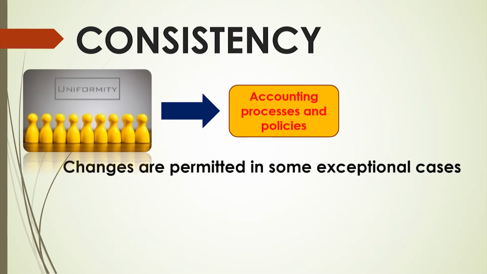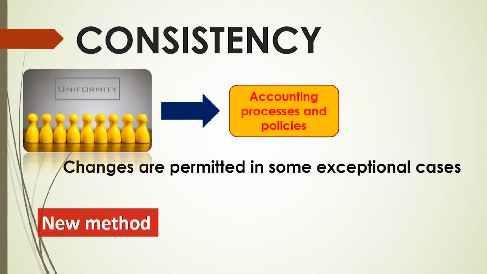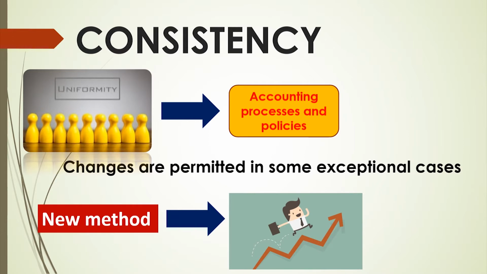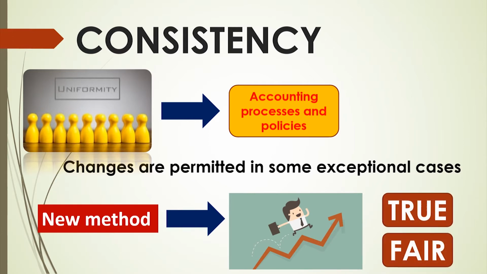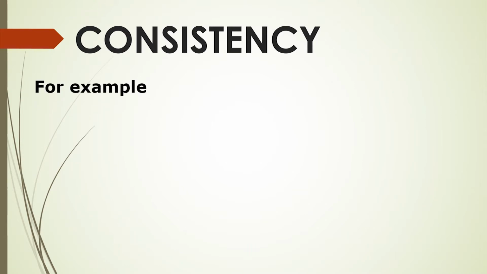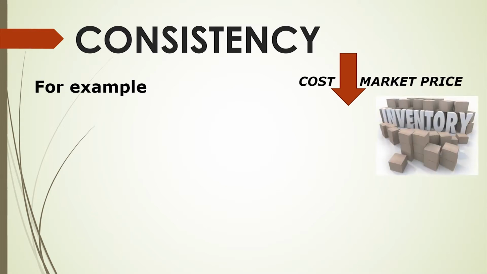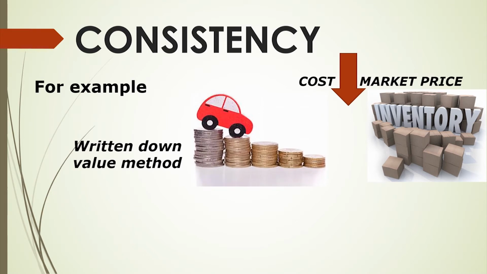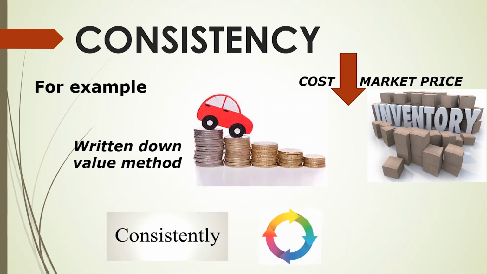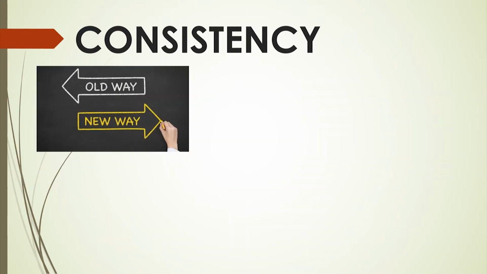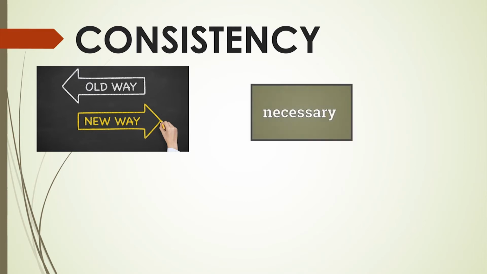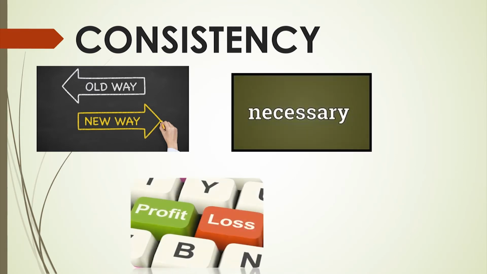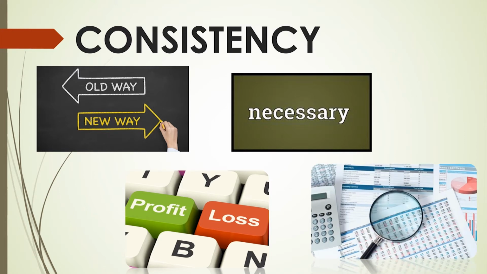Changes are permitted in some exceptional cases when the new method is considered better and can reflect the true and fair view of the financial position of the company. For example, if a firm chooses the cost or market price, whichever is lower, method for stock valuation, and the written down value method for depreciation on fixed assets, it should be followed consistently and continuously. Consistency also states that if a change becomes necessary, the change and its effect on profit or loss and on the financial position of the company should be clearly mentioned.